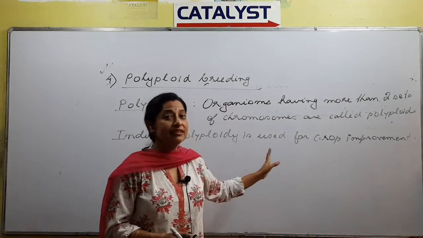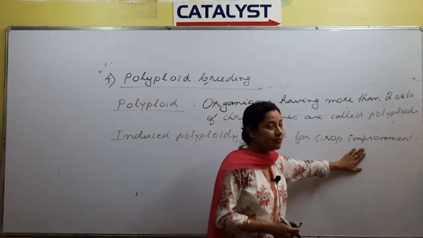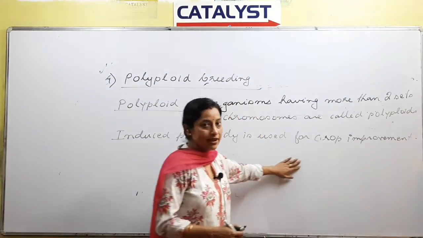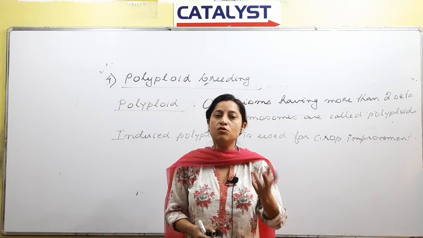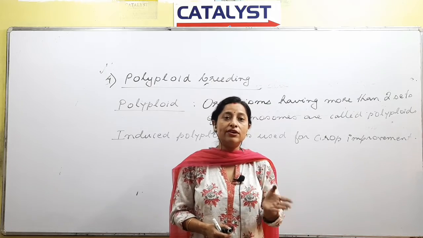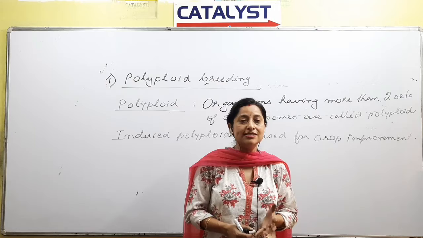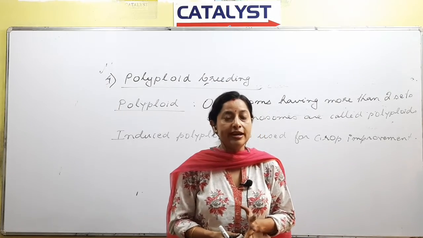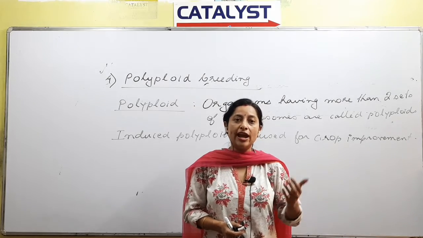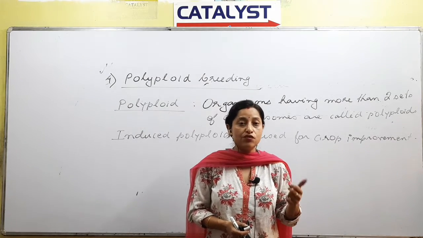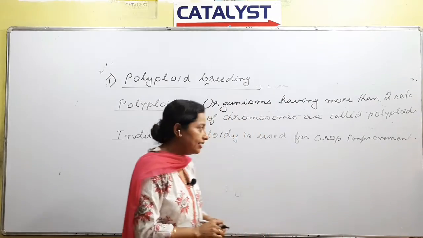And why are we doing this induced polyploidy? The main aim is crop improvement, right? There are certain crops in which, whenever the chromosome sets are increased, their yield or their quality or their taste or their height increases, right? Quality can increase, quantity can increase. So if we want to increase this artificially, we can go for any of the methods we have discussed. We can go for mutation breeding, we can go for polyploid breeding also, right?